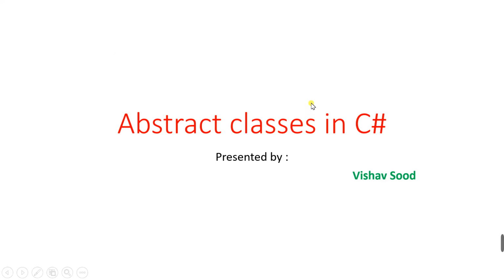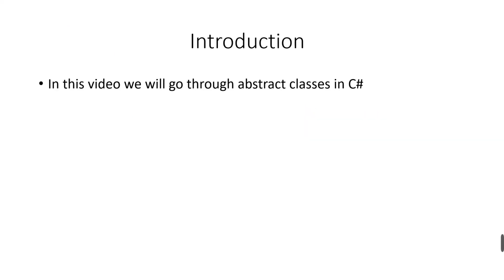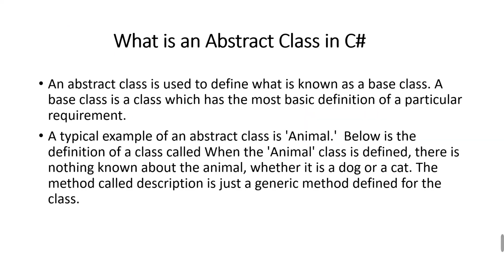So what are abstract classes in C Sharp? An abstract class is the same as in Java or any object-oriented programming. An abstract class is used to define what is known as a base class. The main purpose of the abstract class is that it always serves as the base class. Any class that wants to implement abstract methods can inherit this base class, that is, the abstract class.